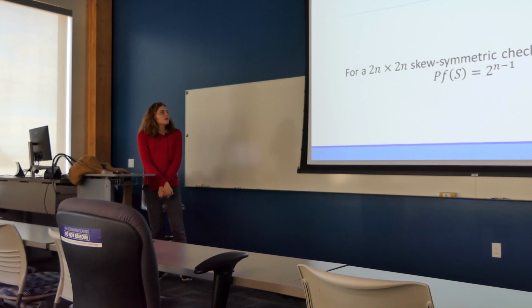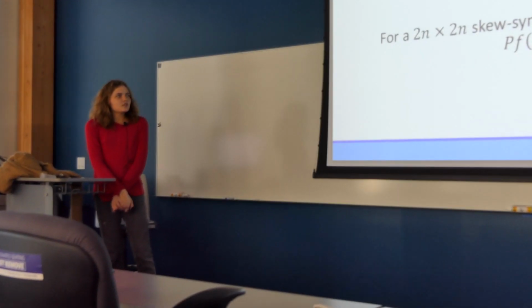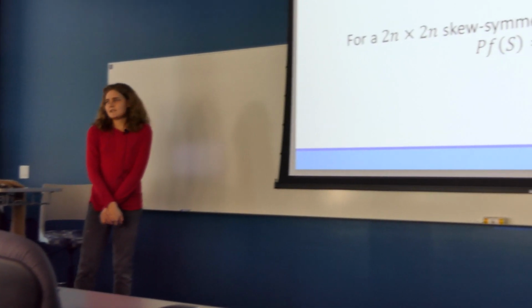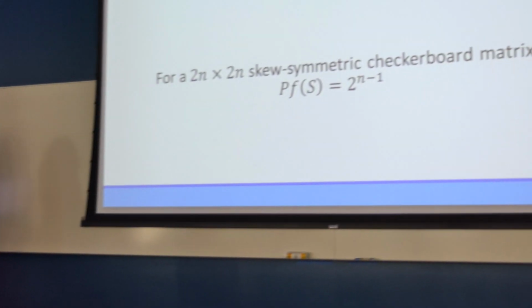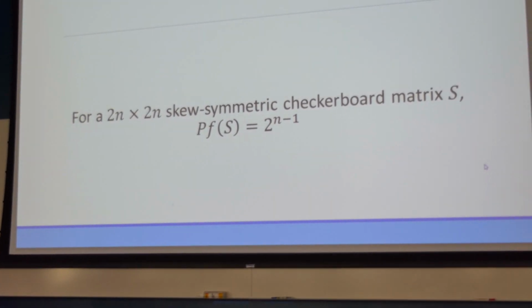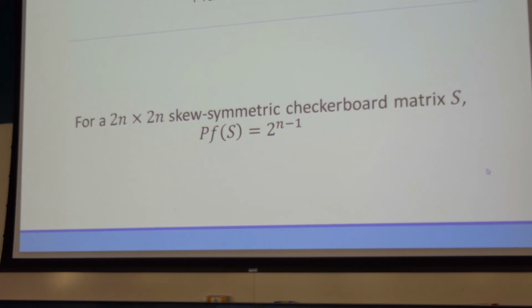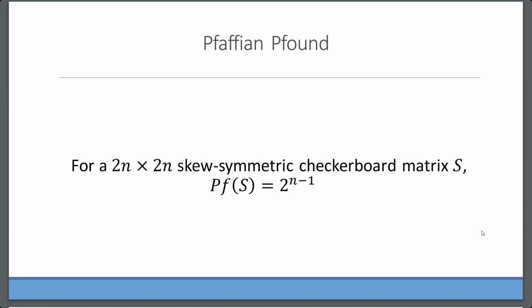And so for a 2n by 2n skew symmetric checkerboard matrix S, the Pfaffian of S is actually just 2^(n-1). And that means that the determinant is (2^(n-1))^2, which is 2^(2n-2). All right, so we found the Pfaffian of a few different types of pattern matrices.